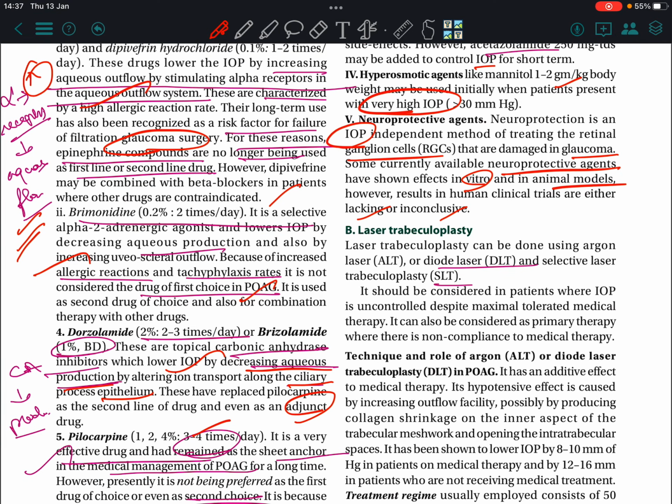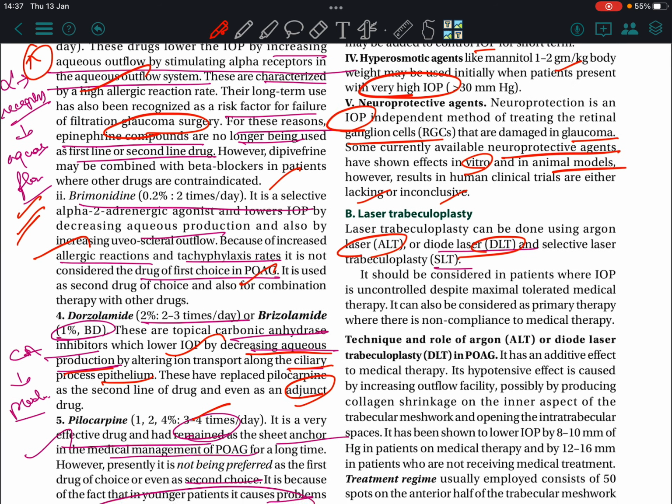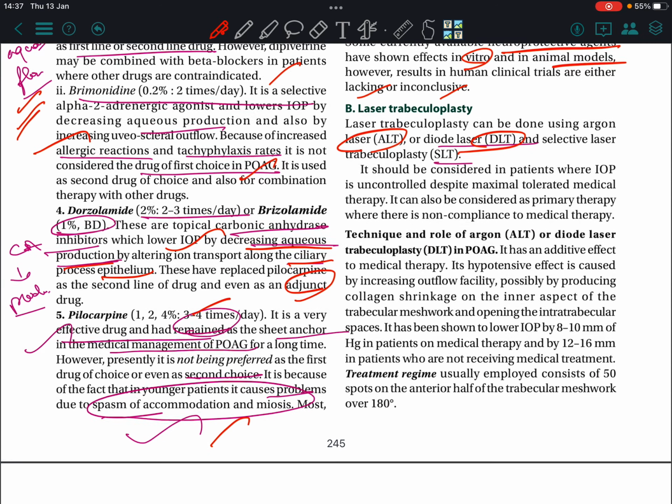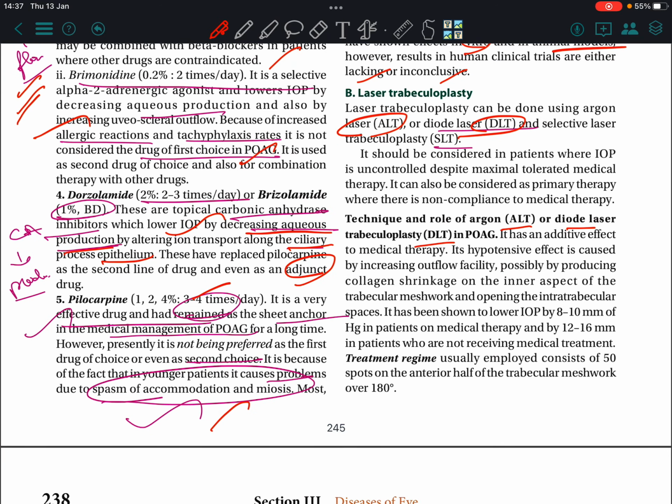Laser trabeculoplasty: argon laser, diode laser or selective laser trabeculoplasty. ALT and diode laser trabeculoplasty have an additive effect to medical therapy. The hypotensive effect is usually by increasing outflow facility, possibly by producing collagen shrinkage on the inner aspect of the trabecular meshwork and opening the intertrabecular spaces. It has been shown to lower IOP by 8 to 10 mm Hg in patients on medical therapy and 12 mm Hg in patients who are not receiving medical treatment.